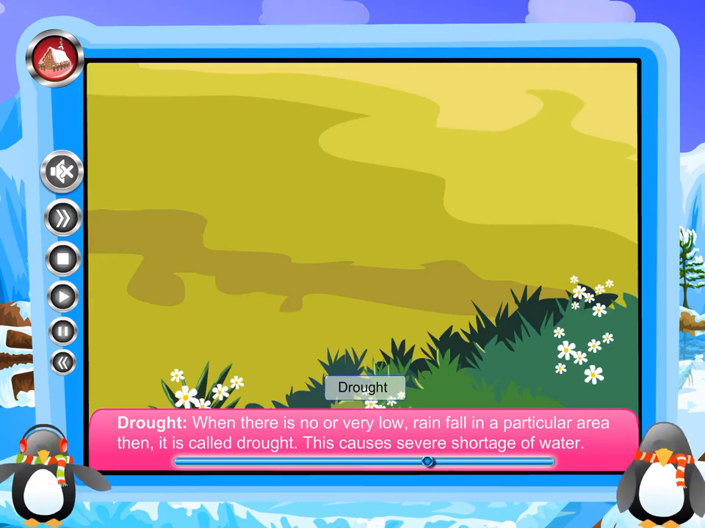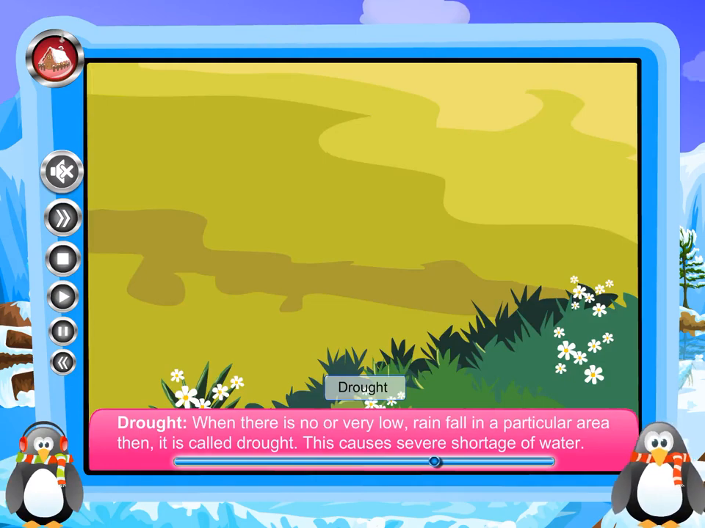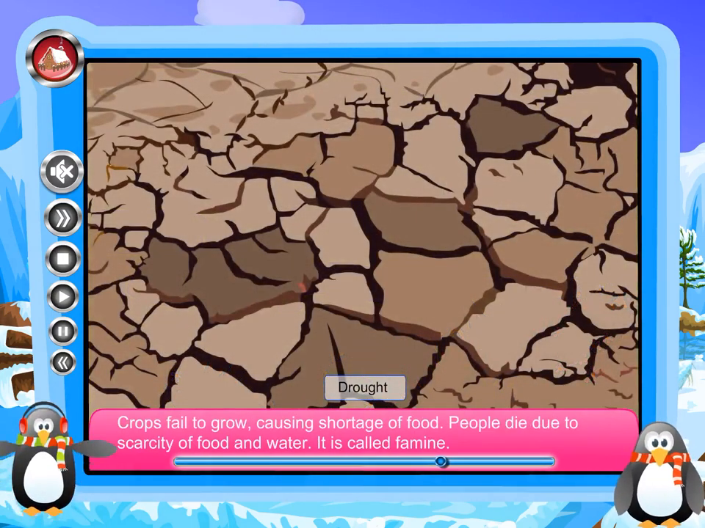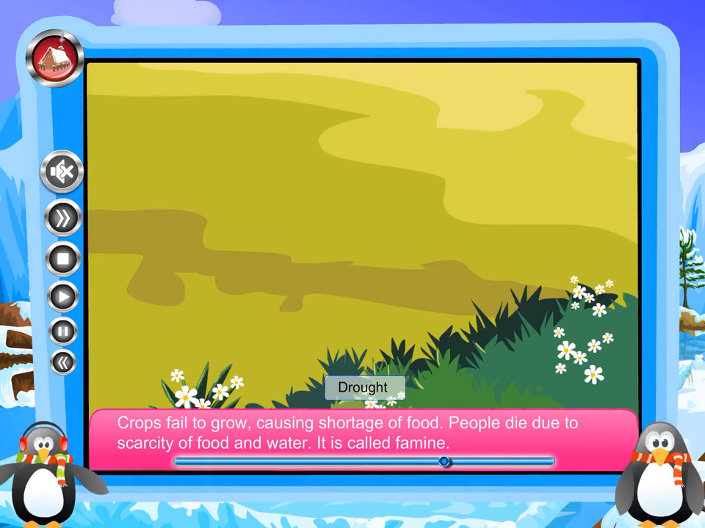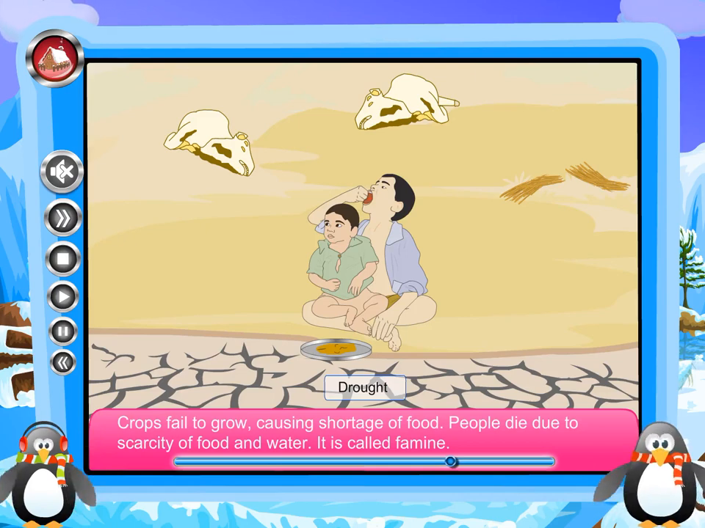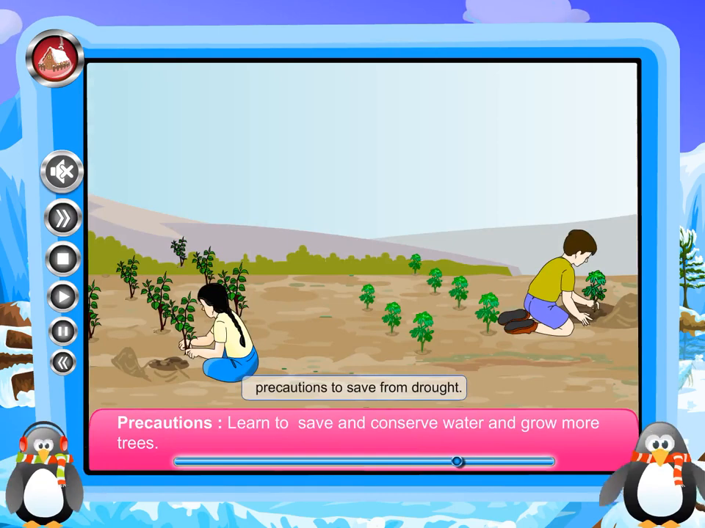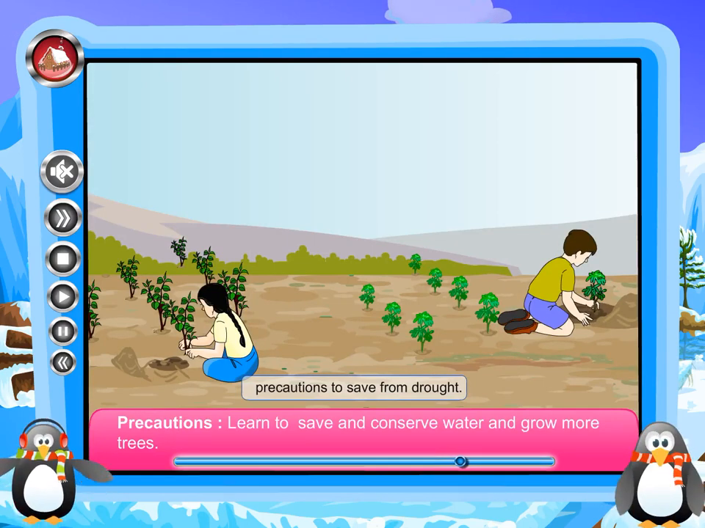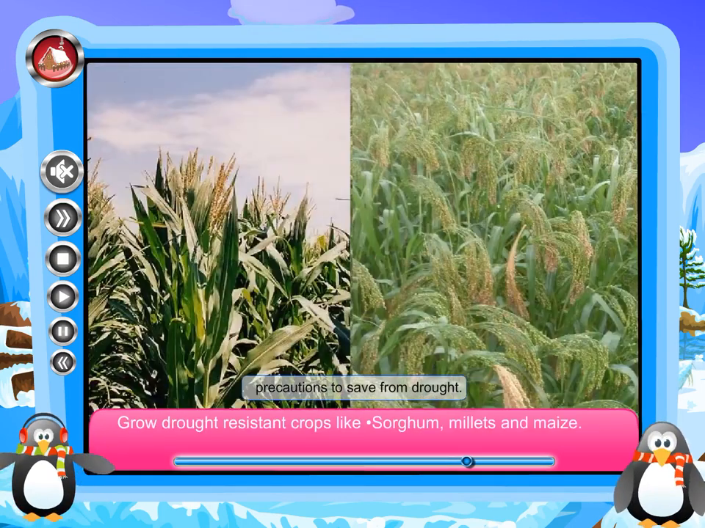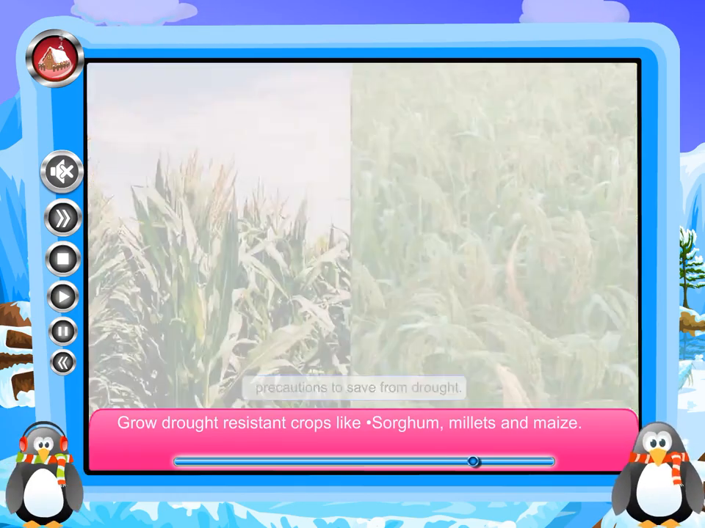Drought. When there is no or very low rainfall in a particular area, it is called drought. This causes severe shortage of water. Crops fail to grow, causing shortage of food. People die due to scarcity of food and water. It is called famine. Precautions. Learn to save and conserve water and grow more trees. Promote rainwater harvesting. Grow drought-resistant crops like sorghum, millets and maize.